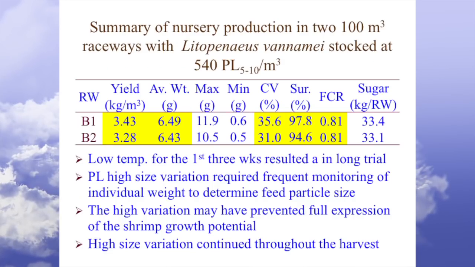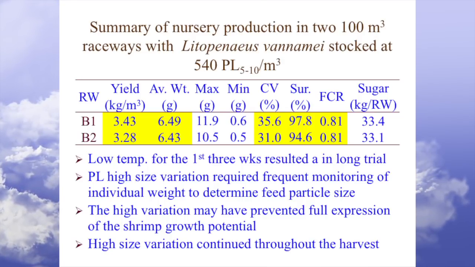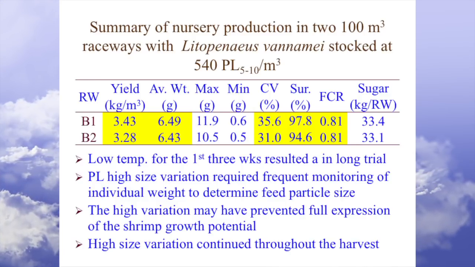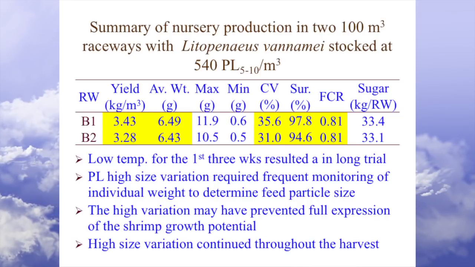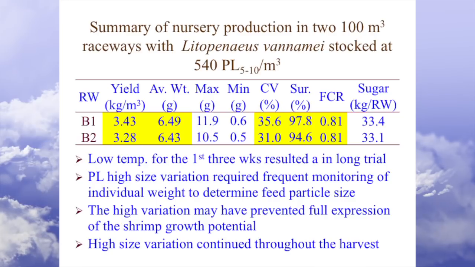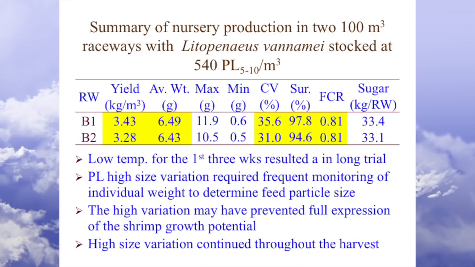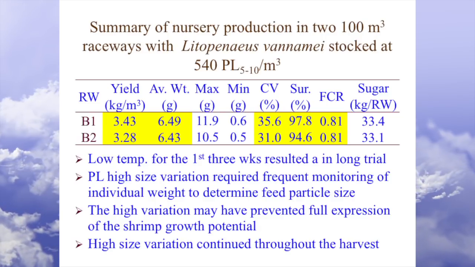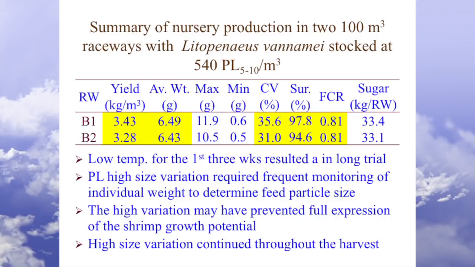What you want to see here, and what's significant, is that we were able to get to almost 6.5 gram animals, with minimum and maximum size shown. The coefficient of variation was reduced from about 60% to 31 to 35%, with 94 to 97% survival and an FCR of 0.8. All of this was at a biomass load of 3.4 to 3.2 kilos per cubic meter. We used only one pump of 2 horsepower, and we were very, very happy.